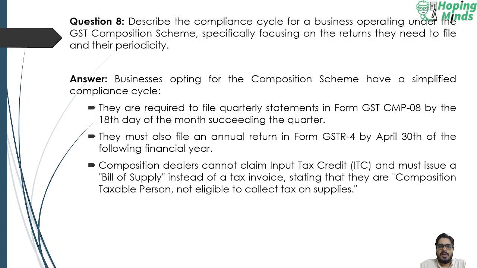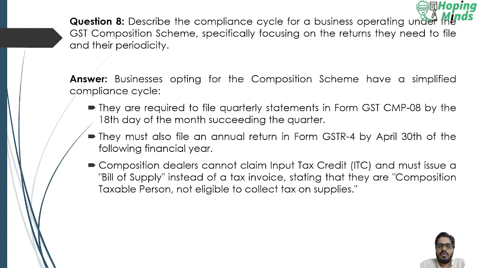So businesses opting for composition scheme have a simplified compliance cycle. They are required to file quarterly statement in the form GST CMP 08 by the 18th day of the month succeeding the quarter. For example, the due date for filing of quarterly return for the quarter ended 30th June will be 18th of July.